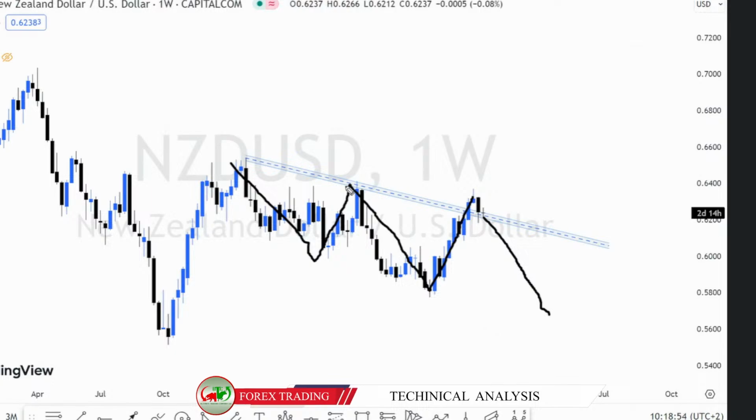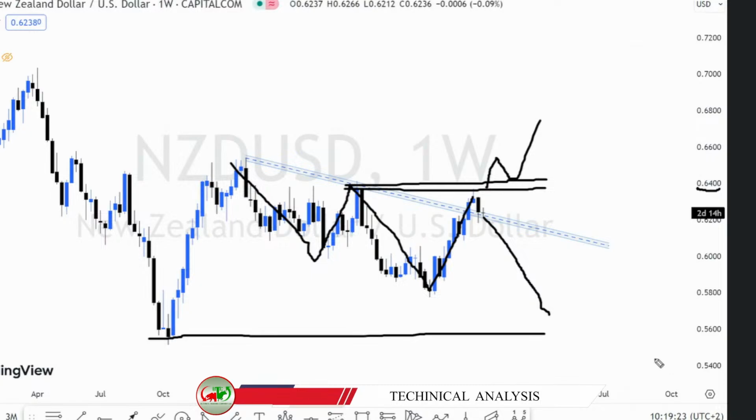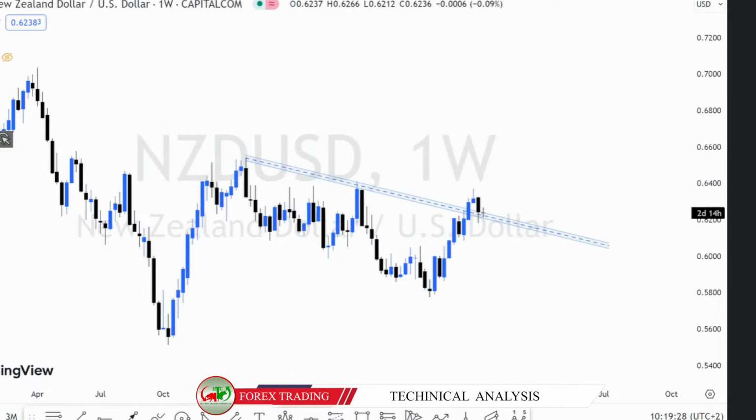and therefore we do expect New Zealand USD to continue this down trend. The reversal will be changed only if it can break and close above this resistance around 0.64. Then we can expect a push up. But up to now, we do expect New Zealand USD to continue making a new impulsive move, and we do expect that New Zealand USD could come and test this support around 0.56. Okay.